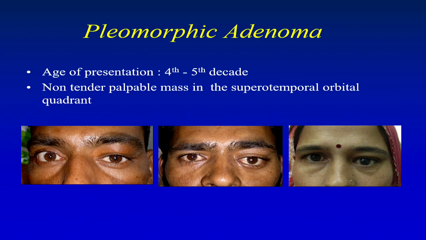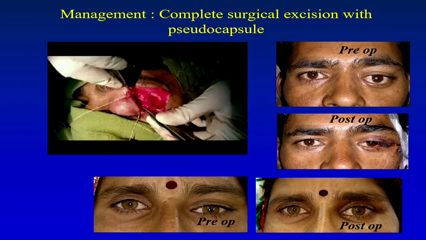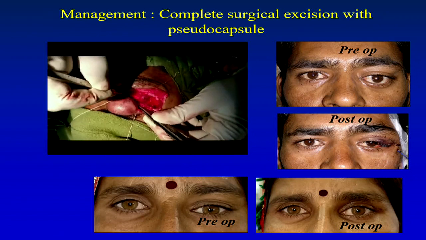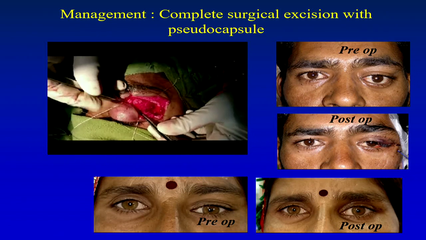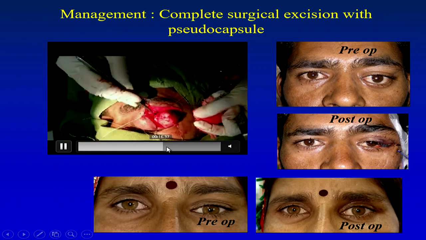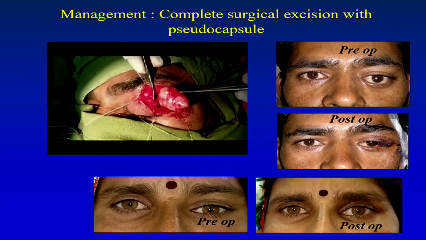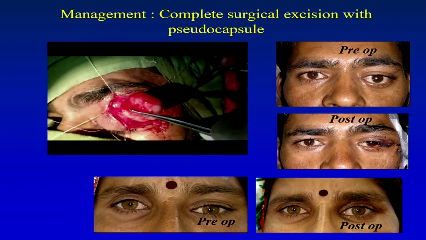Coming to the epithelial tumors, the most common we see is the benign mixed tumor, that is a pleomorphic adenoma. And characteristically, you will see on CT scan, they have these well-encapsulated masses causing bony remodeling without any erosion. So management, previously we used to see that lateral orbitotomy was a standard of care, but now we can remove these lesions without cutting the bony flap. So it can be done without cutting the bone.